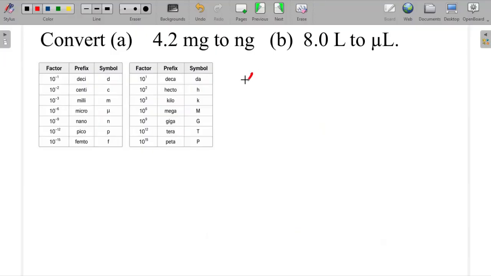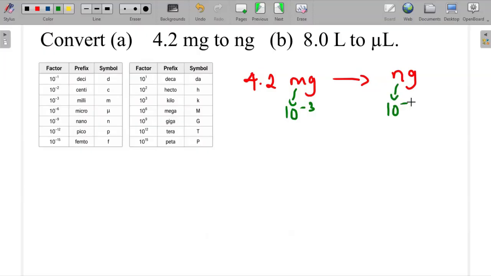So here now I have 4.2 milligrams, and I want to convert this to nanograms. Okay, so from my metric table, milli is the same as 10 to the power minus 3. And nano is the same as 10 to the power minus 9. So this will be 4.2 times 10 to the power minus 3 divided by 10 to the power minus 9. This is for the milli, this is for the nano where we are going. Okay, and I can even say this over 1.